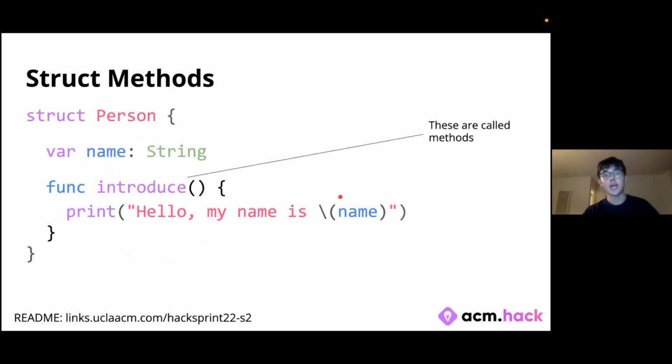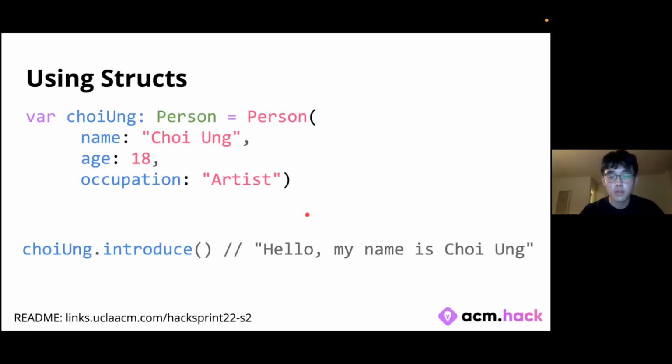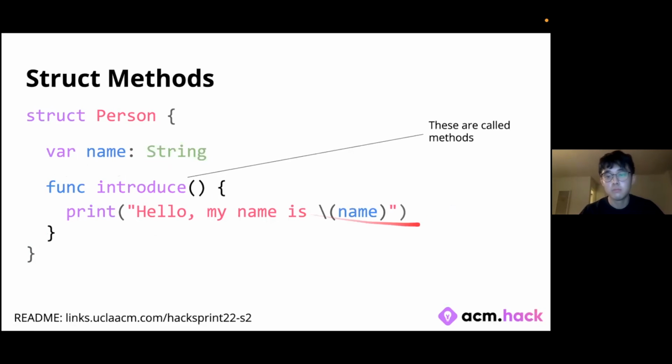Aside from properties, we can also define what we call struct methods. These are called methods. It's basically just a function inside of the struct. For example, we want every person to be able to introduce themselves. So they have some functionality called introduce. It's a very simple function. It doesn't take any arguments, doesn't return anything. All it does is print, hello, my name is name.